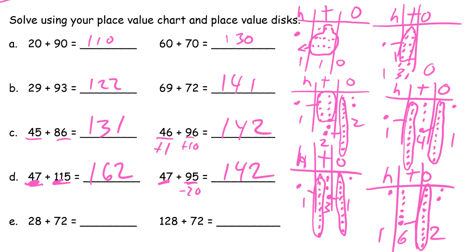For this last one, we can see here we've got a 10 right there. So the two tens plus seven tens, that's going to be nine tens, right? 90. And then the eight plus the two is going to be another 10. So 90 and 10, you're going to end up bundling tens to make 100.